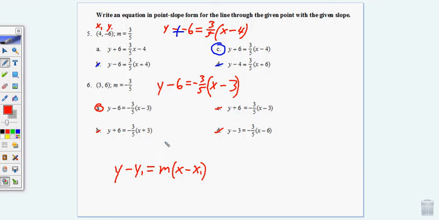Please review this. Make sure you know how to do point-slope form. On the test, you will not always be given multiple choice, so be ready to write this down. Don't just look for the correct answer. You might have to actually write it out as an equation, okay? All right, if you have questions.